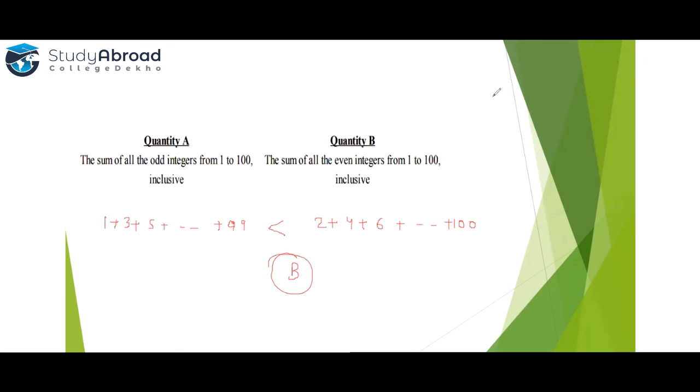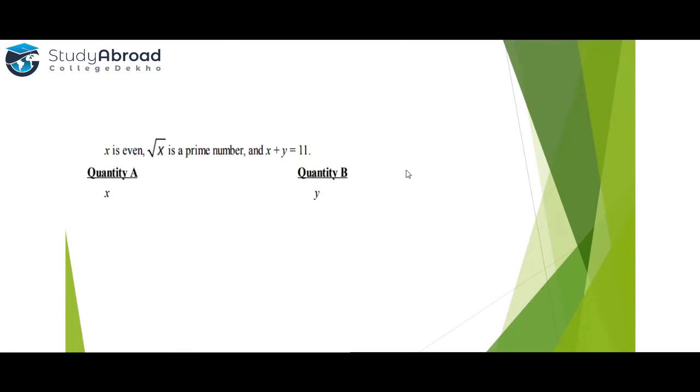Okay, let's move on to our next question. Okay, this one. X is even, root x is a prime number, x plus y is 11. Now they have given three conditions here, that x is even, root x is prime, and x plus y is 11. So what number is coming into your mind for x and y?